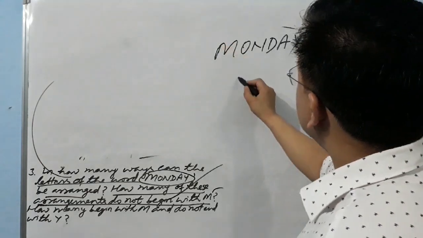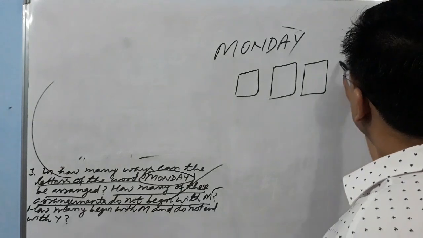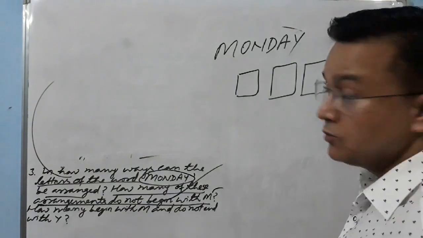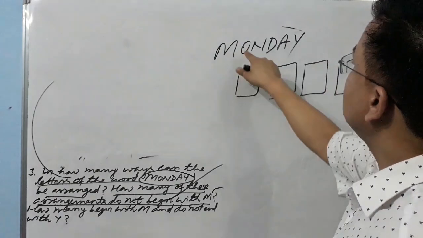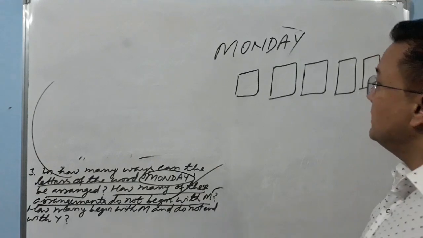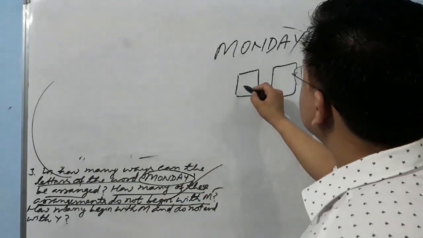So let's fix here. We have 1, 2, 3, 4, 5, 6 boxes I've made to represent the letters of Monday. We want the arrangements which begin with M. Let's fix M here.